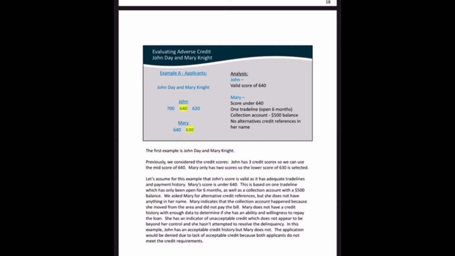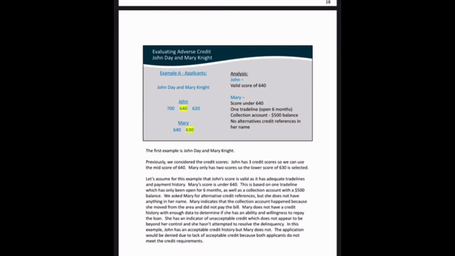So because he had a 640, he still would have needed 2 trade lines. And if he did not have 2 trade lines, he would need at least two forms. If he had a rental verification, he would need 2 forms of alternative credit. But if he did not have a rental verification, he would need to have 3 alternative credit sources to be able to validate his score.